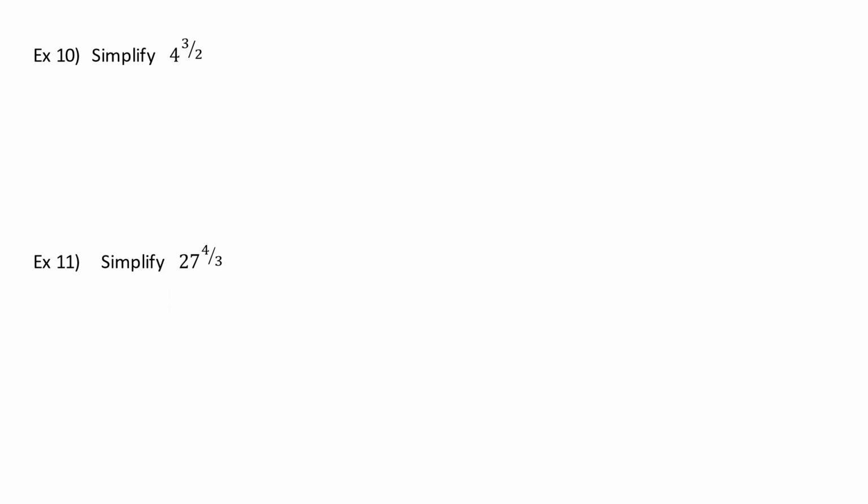Let's try one together. Simplify. So I have 4 to the exponent 3 over 2. What does that mean? Well, this value here is our exponent, and this value here is our root. So we're going to have 4 cubed, and we're going to take the square root of that. 4 cubed is going to be 4 times 4 is 16, times 4 is 64. Then I take the square root of 64. What two numbers multiply together to give me 64? The answer is 8.